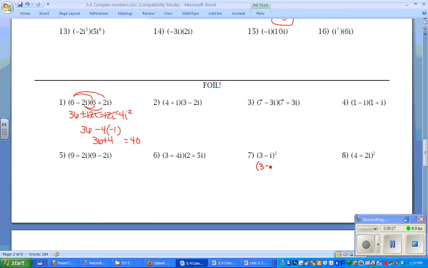Right here, rewrite 3 minus i times 3 minus i. Again, FOIL. 3 times 3 is 9. Negative 3i, negative 3i, positive i squared. This time they don't cancel out. We'd get negative 6i. This will turn into negative 1. Combine your like terms. 9 minus 1 is 8, minus 6i.